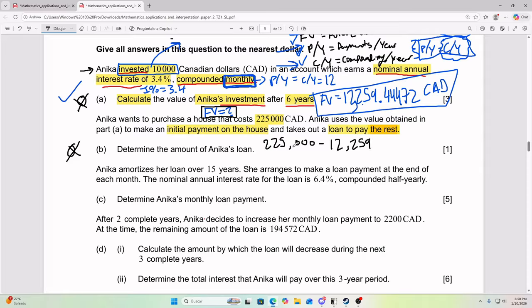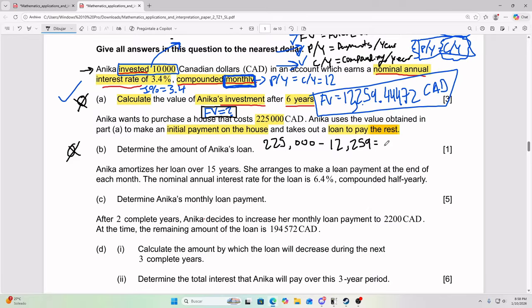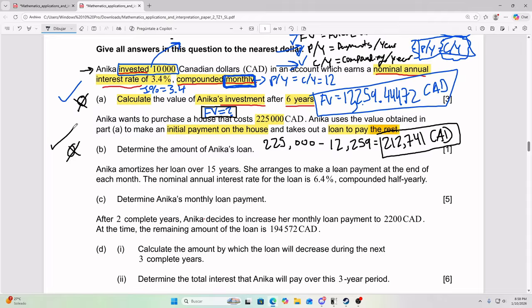So this is the cost of the house. This is how much she earned by investing those $10,000. And so the loan ends up being $225,000 minus this $12,259, which gives you $212,741 CAD. And so the loan ends up as $212,741. So thus far we all agree.